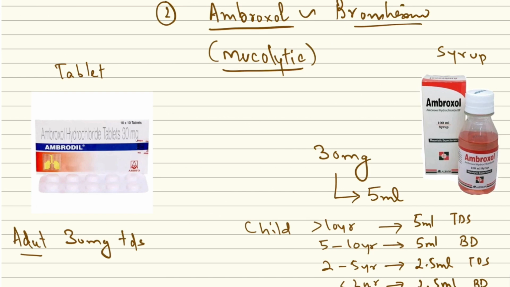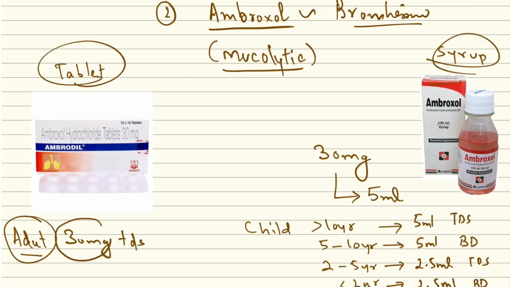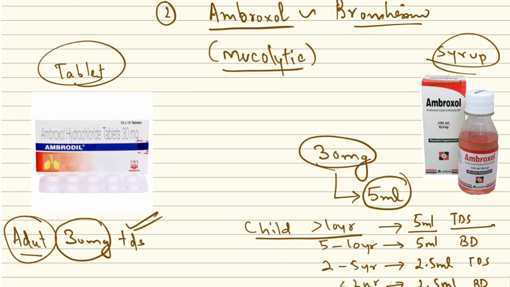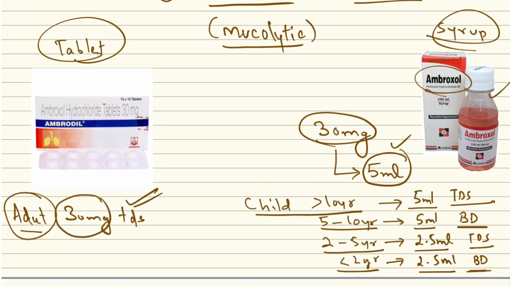This ambroxol comes in the form of tablet and in the form of syrup. For the adult, the tablet dose is 30 mg, given thrice daily. In the syrup, 5 ml contains 30 mg of ambroxol. For children, if the child's age is more than 10 years, it is given 5 ml thrice daily. Between 5 to 10 years, 5 ml twice a day, and between 2 to 5 years, 2.5 ml thrice a day. For less than 2 years, it is given 2.5 ml twice a day. So this is the ambroxol syrup which is used in children. It is 100 ml and 5 ml contains 30 mg of ambroxol.